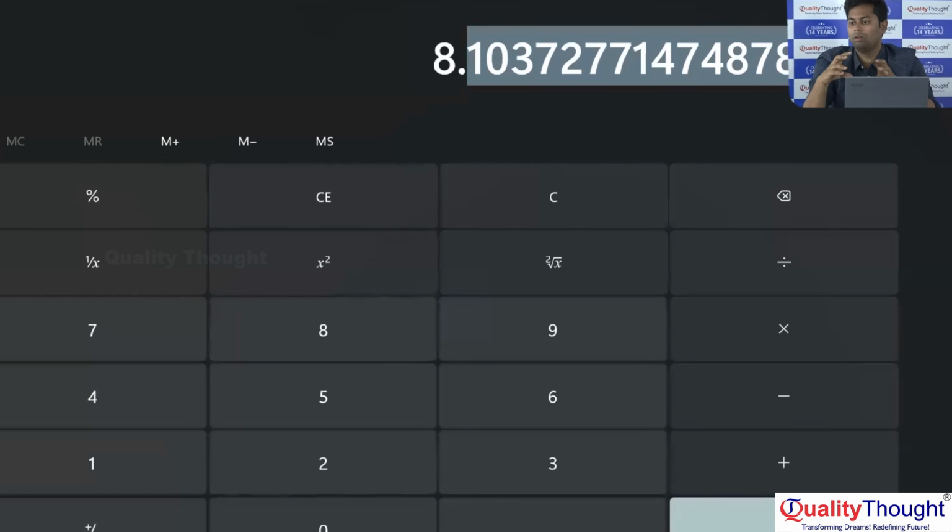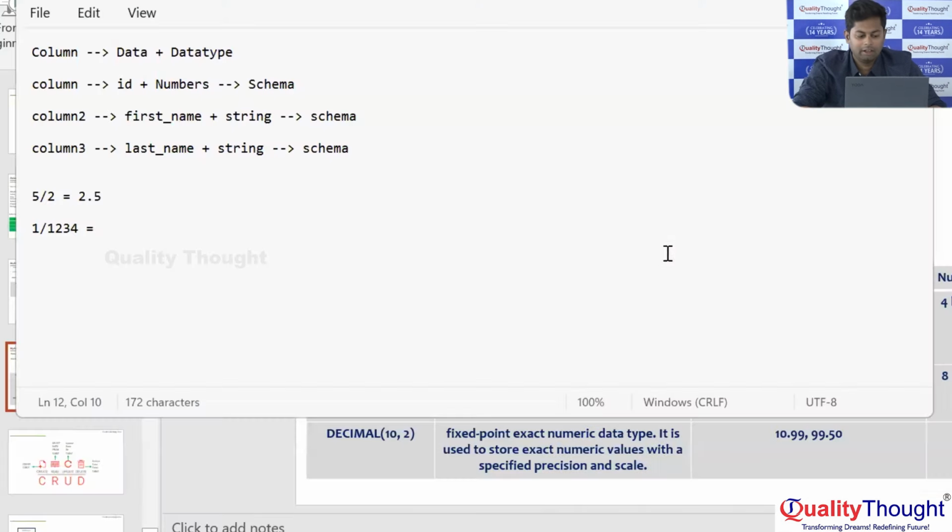That means no one can tell how much precision value you will get after performing a particular operation. That's the reason why they are always floating. Sometimes some operations will give you only one precision value. Some operations will give you more precision values. That's the reason why they are called floating point numbers. No one can tell what the precision value would be after performing a particular operation, a division operation in this case.